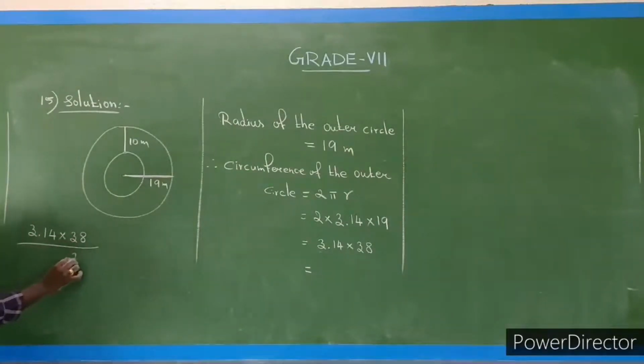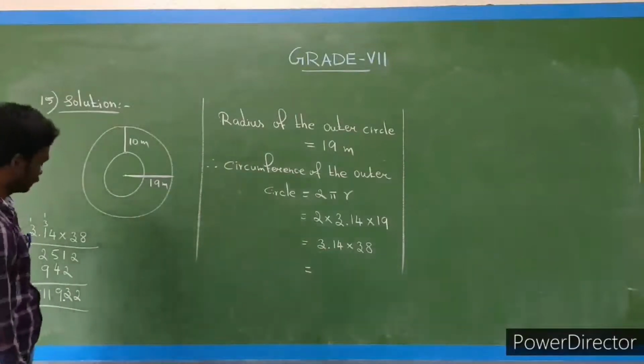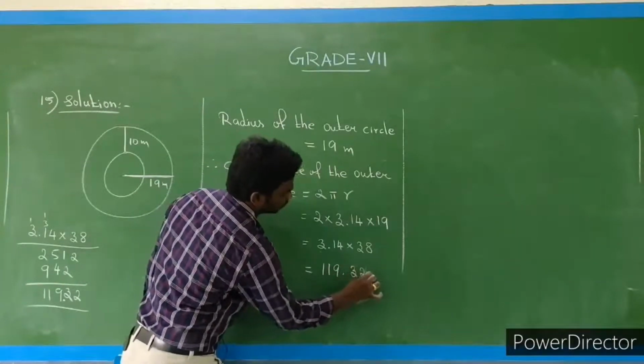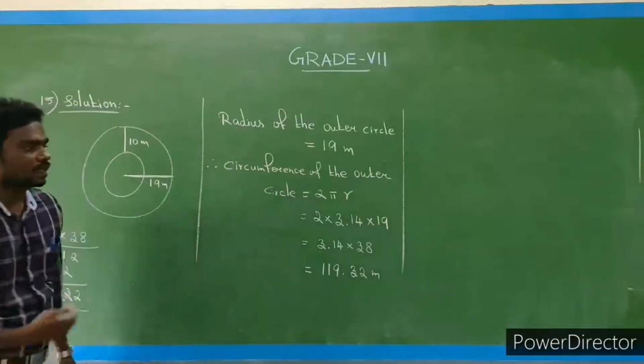4 8s are 32, remaining 3. 1 8 is 8 plus 3, that is 11, remaining 1. 3 8s are 24 plus 1, that is 25. Next, 4 3s are 12, remaining 1. 1 3 is 3 plus 1, that is 4. Next, 3 3s are 9. So the value is 119.32. 119.32 meter is the circumference of the outer circle.